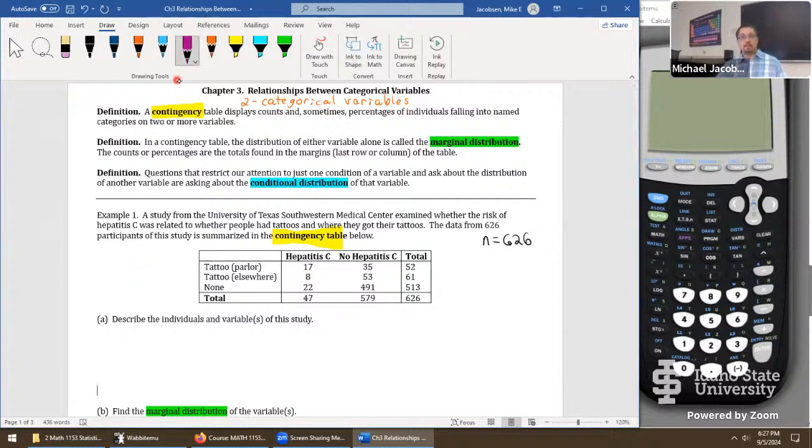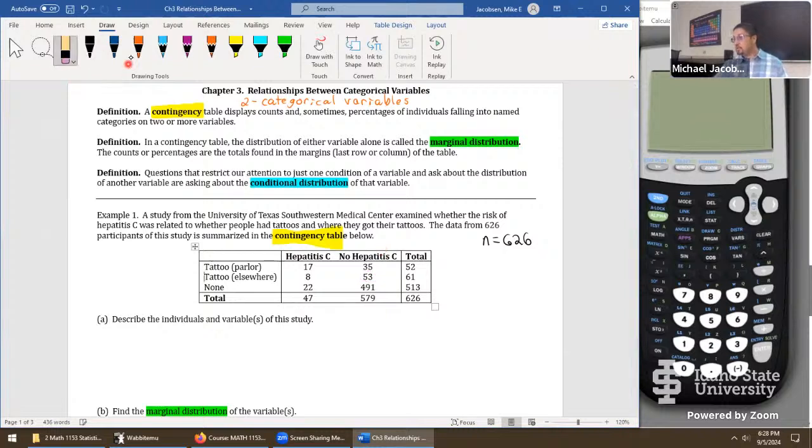So say, for example, when you're looking at this table, if I circle any one of the cells in the main body of the table, by the main body I mean not looking at the column totals down here, nor the row totals going here. If you circle one of the numbers in the middle here, it tells you something about both of those variables. So for example, this 53 is saying that out of the 626 participants in the study, exactly 53 of them had tattoos, but they weren't done at a parlor. Maybe they bought a home tattoo kit off Amazon, something like that. Who knows? Maybe they went to prison. Could be anything. They have a tattoo not done in a parlor, and at the same time, they do not have hepatitis C. So that's the typical way we read the table. Does that make sense to folks at the moment?